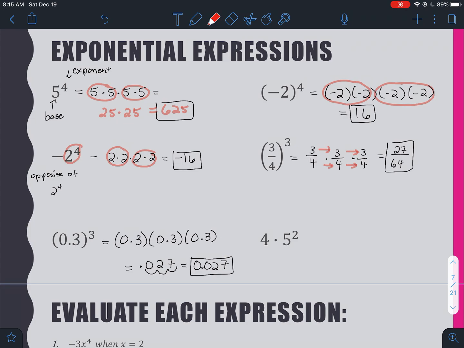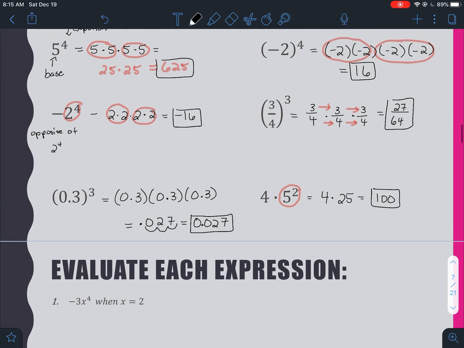And then the next one, 4 times 5 squared. Remember, order of operations says you do anything with parentheses. There's no parentheses. Then you perform operations that have exponents. So we're going to do 5 squared first. 5 squared is 25. And now 4 times 25 is 100.